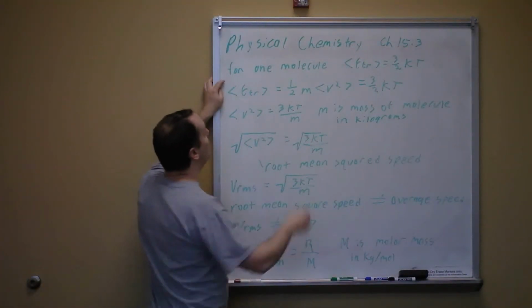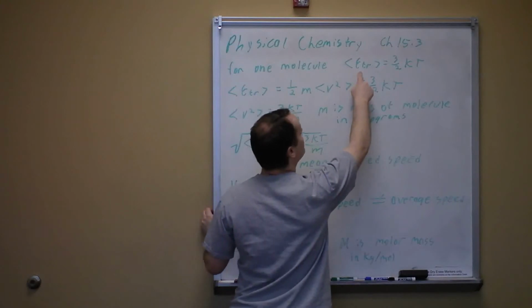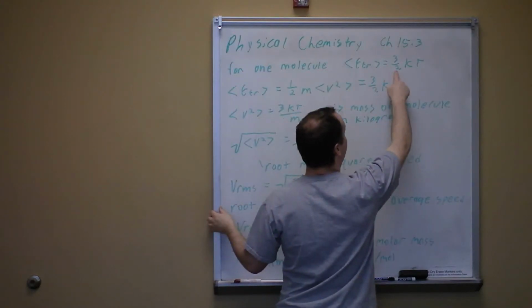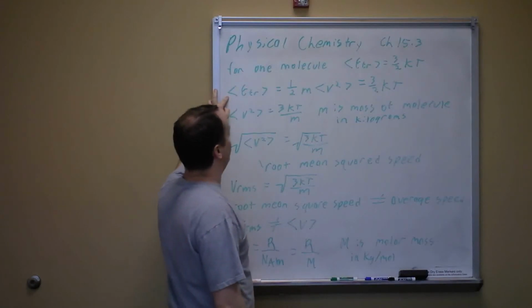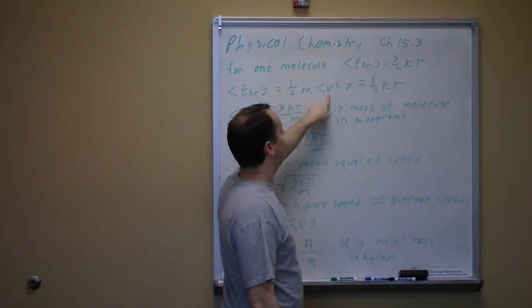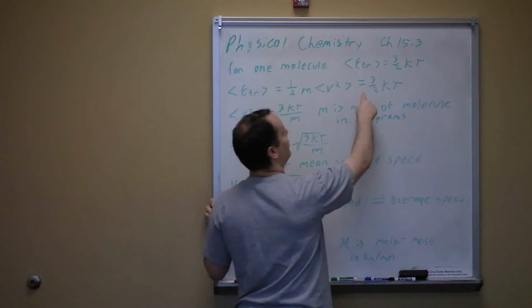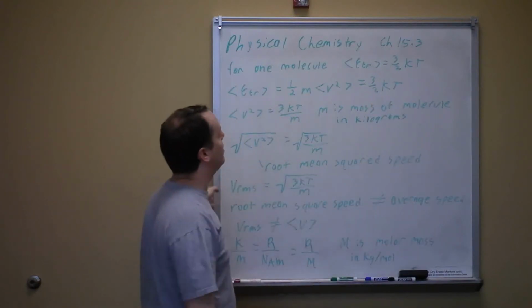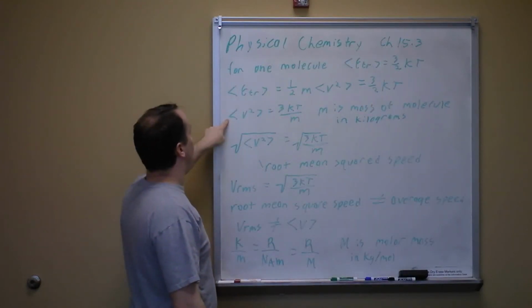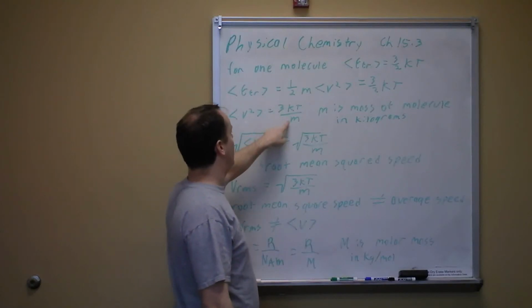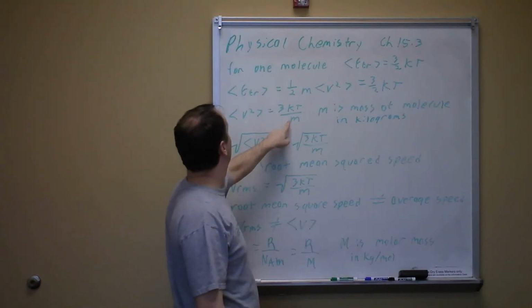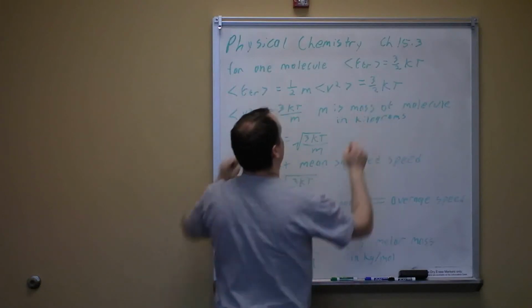So we know when we're talking about one molecule at a time, the average energy of translation is equal to 3/2 kT. We also know the average energy of translation is equal to 1/2 m v squared, which therefore is equal, by transitivity of equality, to 3/2 kT. So the average speed squared is equal to 3kT over m. Notice the 2's canceled out.